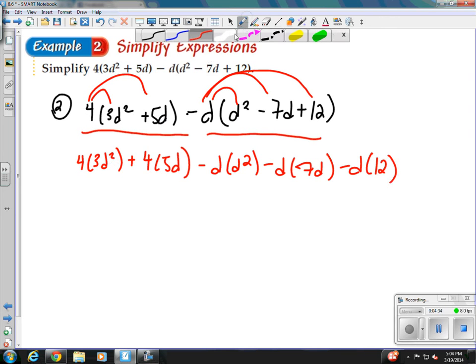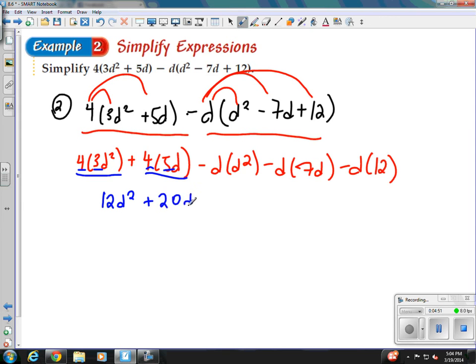So now we come through and we just multiply one at a time. So 4 times 3d squared. Multiply the numbers, so 4 times 3 gives us 12. D squared's by itself. Alright, 4 times 5d. 4 times 5 is 20. Our d drops down. Now it's a negative d to the first times d to the second. So I have a 1 and a 2. But also remember that's like a negative 1 times a positive 1, which is going to be a negative. And then 1 plus 2 makes d to the third.